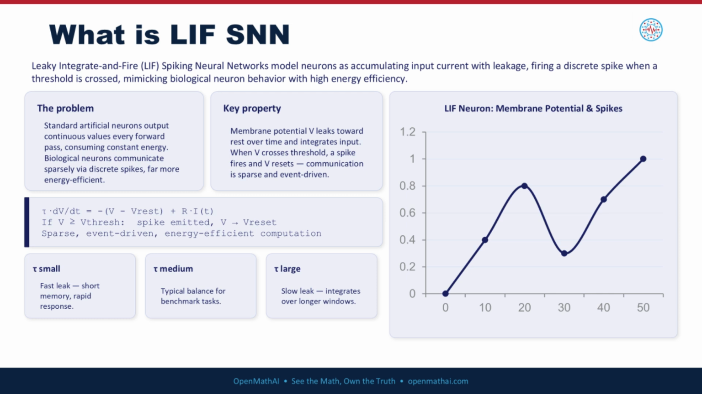discrete spike events. In a LIF neuron, incoming signals are accumulated in the neuron's membrane potential. At the same time, the membrane potential gradually decreases, or leaks, over time. When the membrane potential reaches a predefined threshold, the neuron generates a spike and its membrane potential is reset.